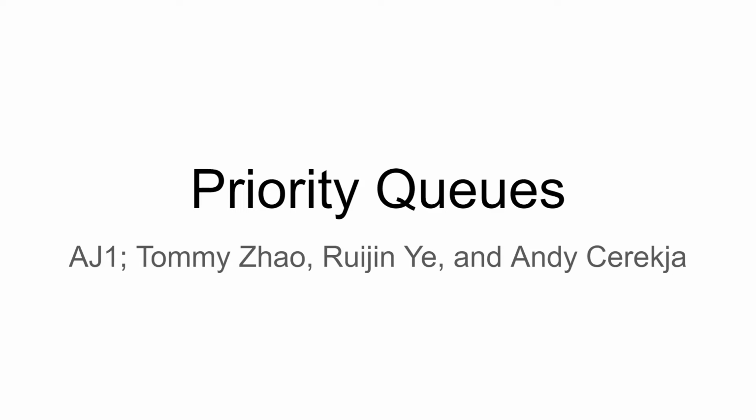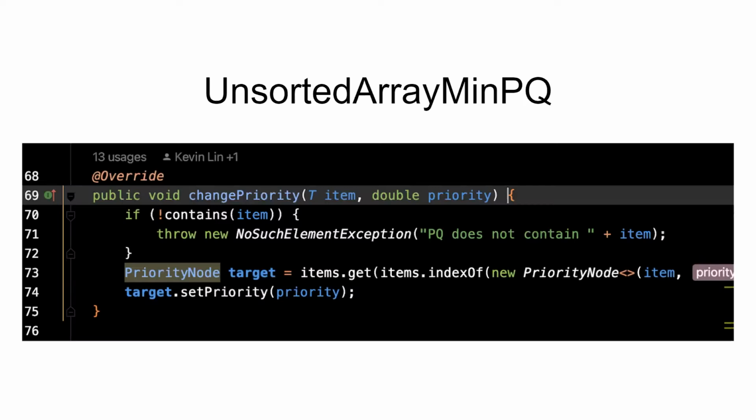Hello, this is AJ1, and this is our priority queue project presentation. First off, we're going to go over our implementation and talk about the parts that we're the most proud of.